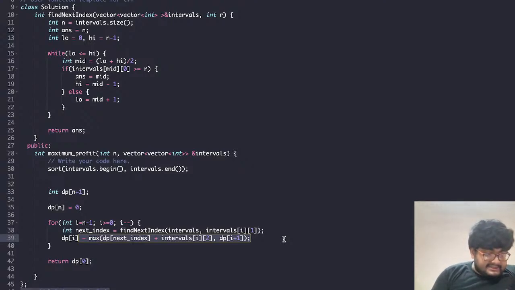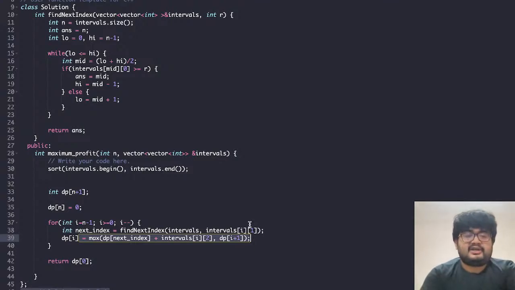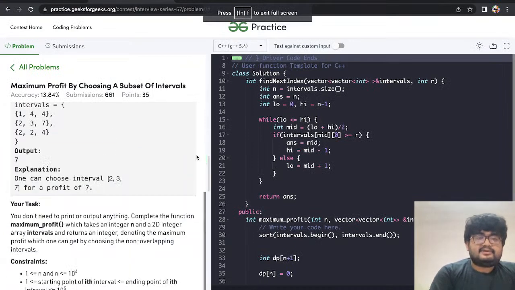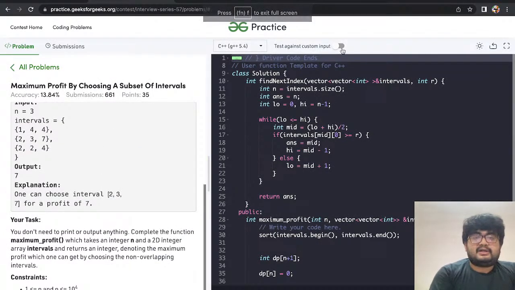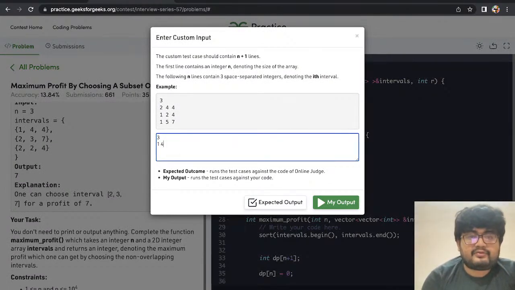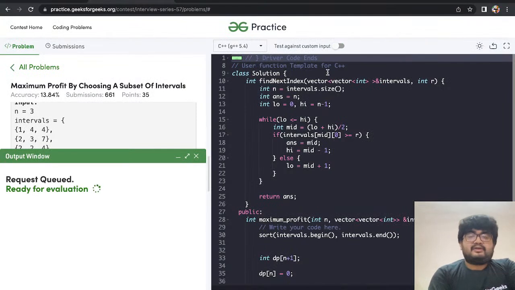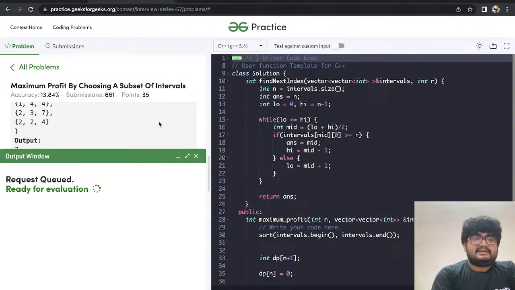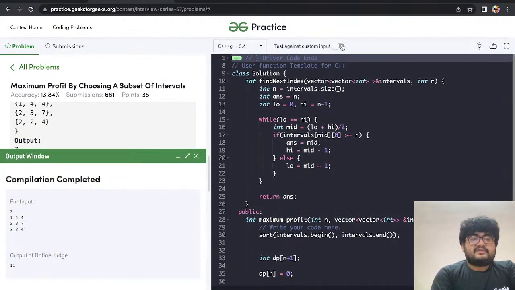Why binary search? Run it once for the second test case. Sure, let's run for the second test case. This should work. Let's see. We have 3 and we have 1 4 4, 2 3 7, 2 2 4. Okay, we are seeing the expected output. It should be 7 and our output should also be 7.